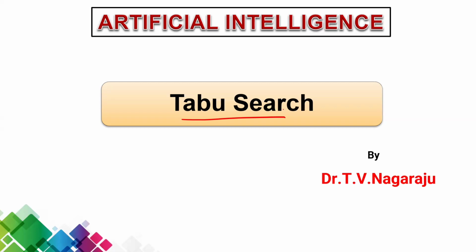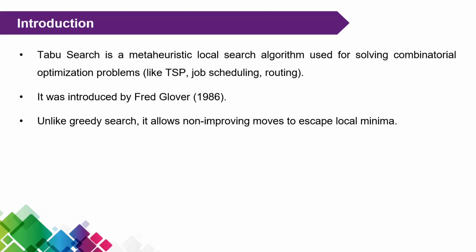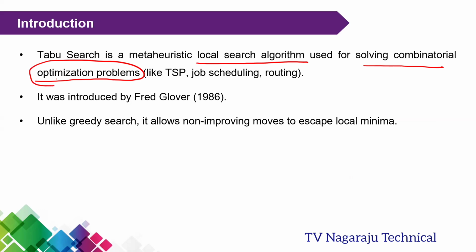First of all, what is meant by Tabu Search Algorithm? It is also a local search algorithm like VND, which we discussed in the last session. Mainly, it is used for solving combinatorial optimization problems. For optimization problems, we are moving to Tabu Search Algorithm.